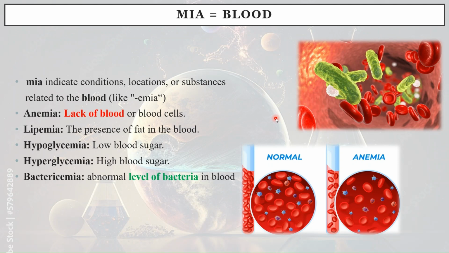The next word we are going to see is "mia". Any scientific word that has mia in it clearly refers to blood. Example, anemia: lack of blood or blood cells. Lipemia is the presence of lipid in blood. Hypoglycemia: hypo means low, glyce means glucose, so a low glucose level in the blood is hypoglycemia, and high is hyperglycemia. Bacteremia is an abnormal level of bacteria in your blood. Like that, any scientific word which carries mia indicates the presence of blood.